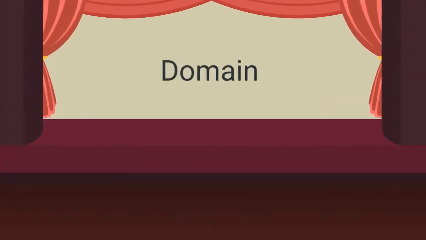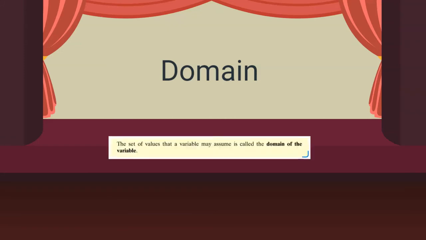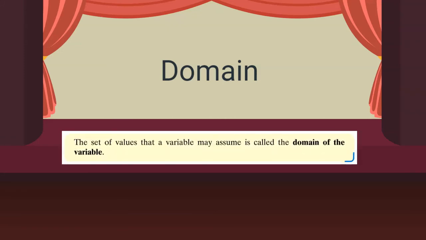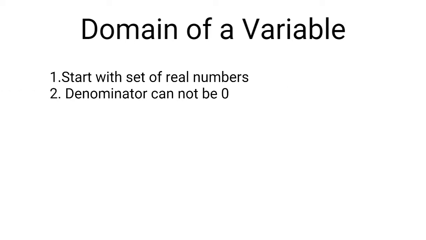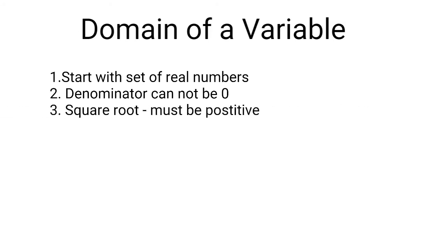Next review topic, next definition, domain. The set of values that a variable may assume is called the domain of the variable. So in other words, where it is actually okay for that variable to exist. The easiest way to find the domain of a variable is to, A, start with the set of all real numbers. Then get rid of any numbers where your denominator would be 0 because that's undefined. Last, take a look at any kind of values under a square root. All of those values must be positive.